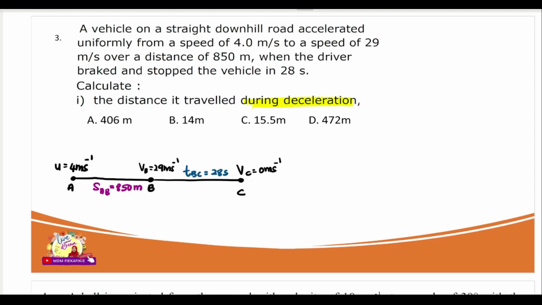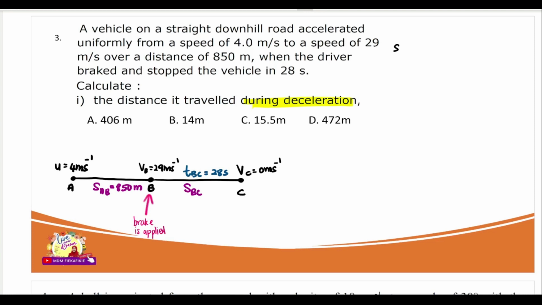So here at point B, brake is applied. So we want to find SBC. When the brake is applied at point B, it experiences deceleration. So that means we want SBC. In order to calculate SBC, if you have memorised the equation S equal to half U plus V times T, we can use this equation in order to calculate SBC.